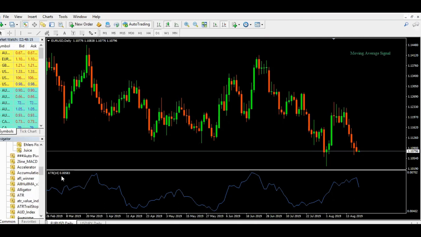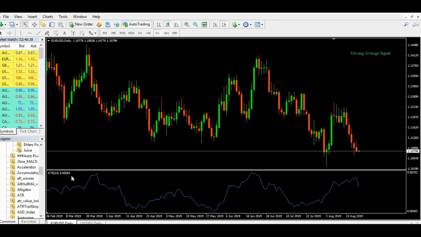So in this one now you see we have 0.00583. This particular 3 here is the pipette, so it's not counted. Therefore, the value of this ATR is 58 pips.